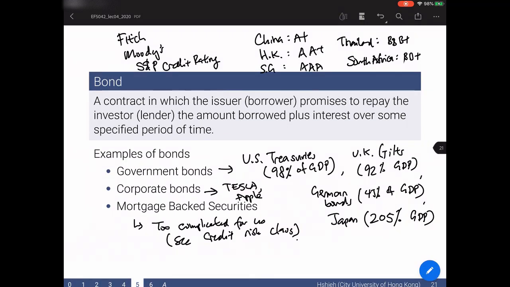All right, so anybody can offer a bond. Bonds are just promises to repay investors or lenders a fixed amount plus interest over time, and the time at which the principal is returned is typically called the maturity date or the expiration date of the bond contract.